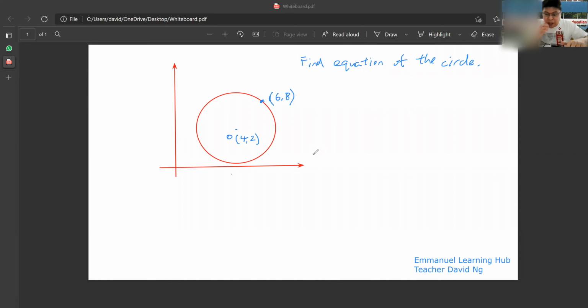Okay, let's continue. Let's say right now I have a coordinate. The center of the circle is (4, 2). And (6, 8) lies on the circle. Can you find the equation of the circle? You know how to find the equation of the circle? Step number 1, you have to find your radius. There's this length. Let's say this point is called Q. OQ is the radius. So I need to find the length of OQ.